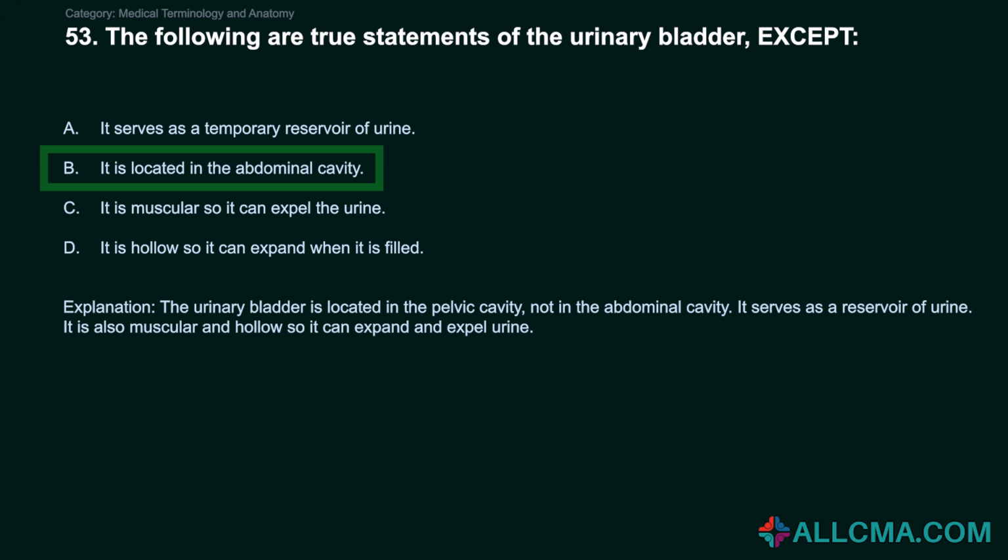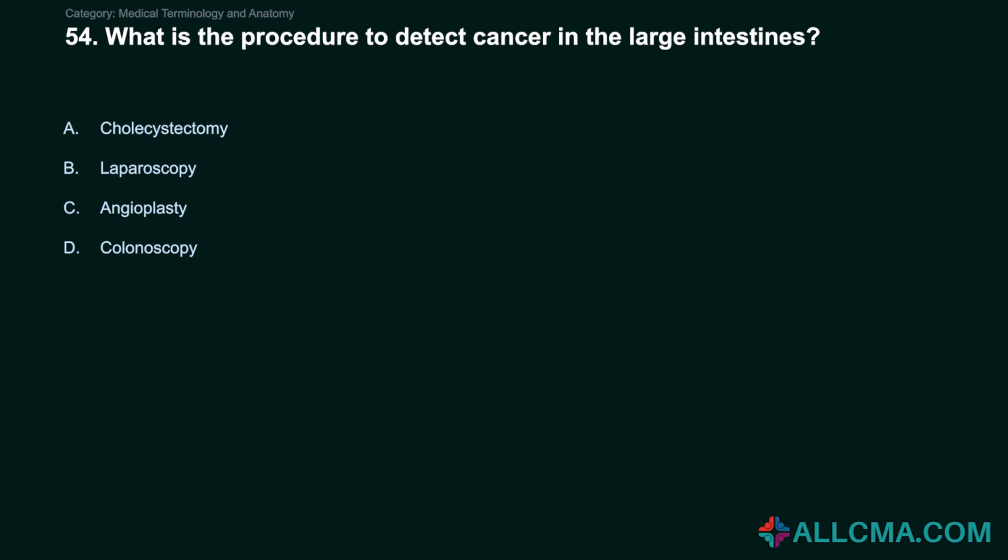The urinary bladder is located in the pelvic cavity, not in the abdominal cavity. It serves as a reservoir of urine. It is also muscular and hollow so it can expand and expel urine. 54. What is the procedure to detect cancer in the large intestines?